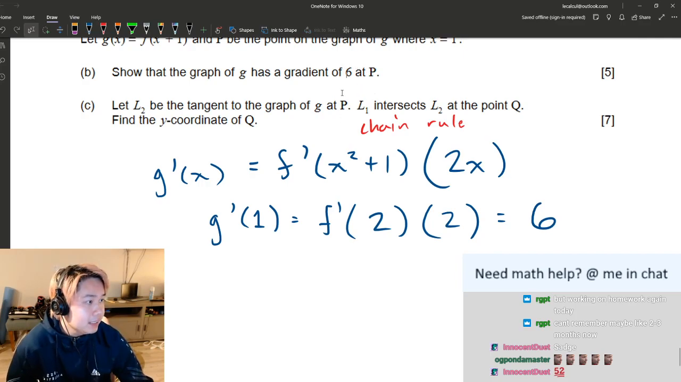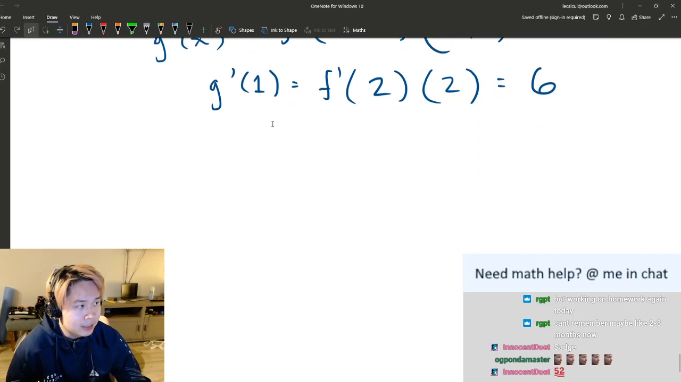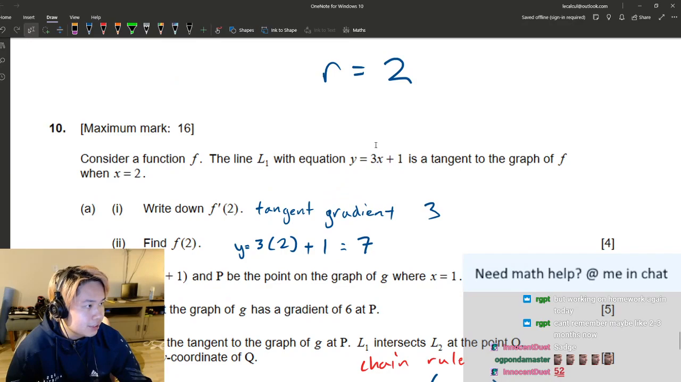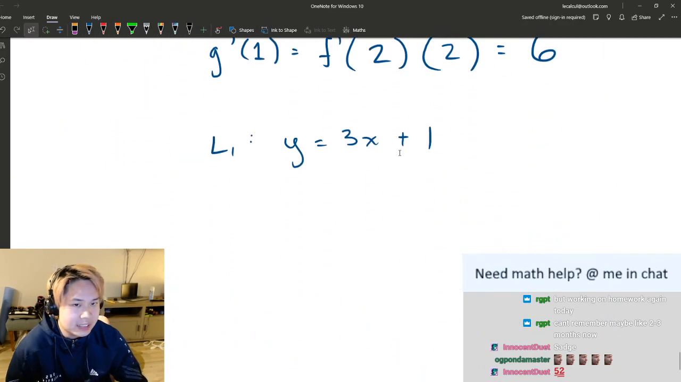Okay, next up. Line 2 is the tangent to the graph of g at P. And then L1 is going to intersect L2 at a third point Q. And then we need to find the y coordinate of Q. So L1, which was this equation, is going to intersect L2. Now first we need to find the equation of L2.